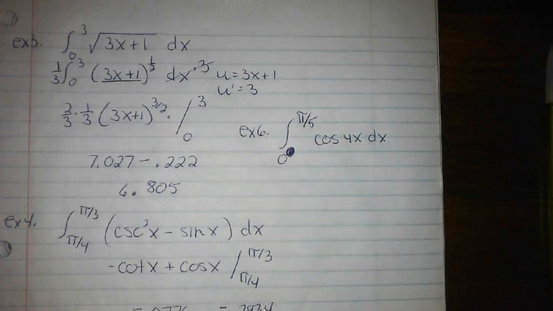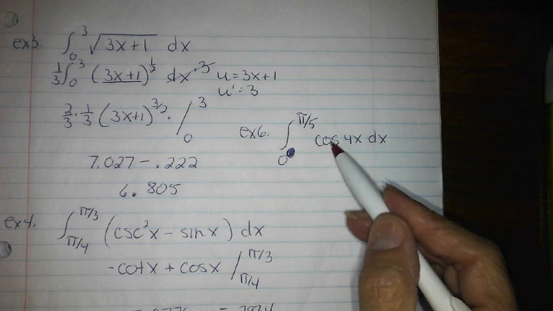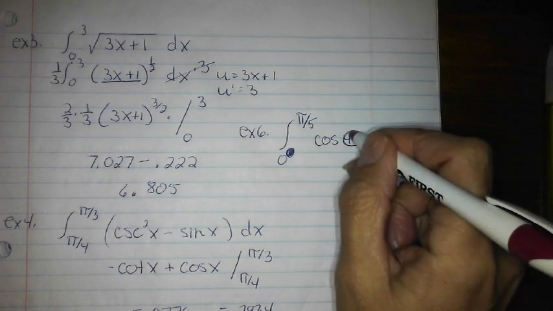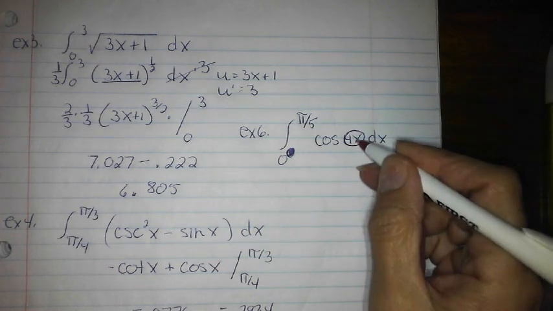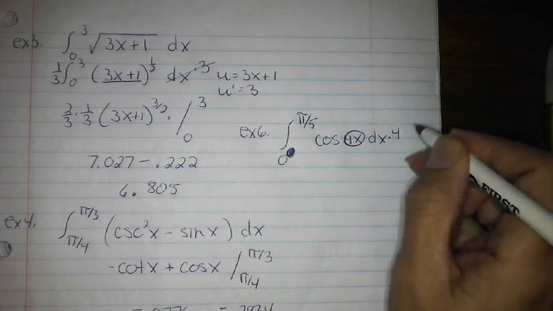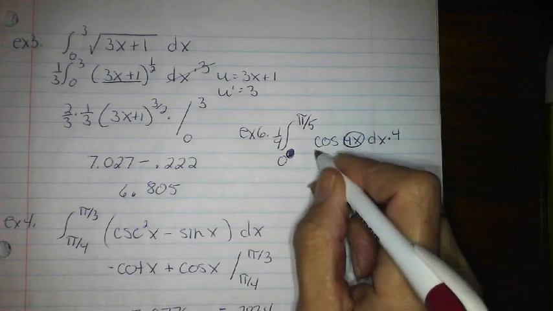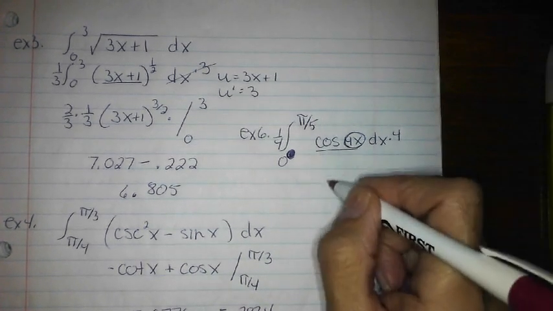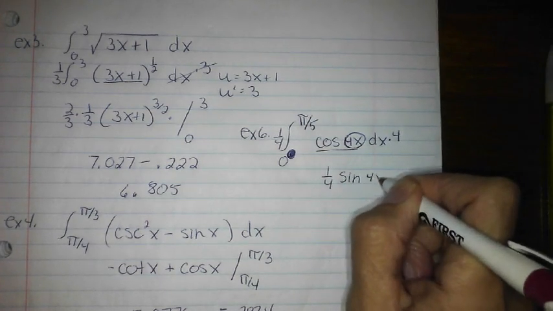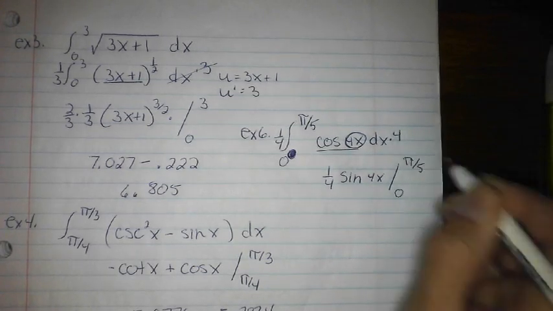So again, it's just remembering that sine has a derivative of cosine, but we do have an inside here. Remember, the angle is an inside. So what we want to do is take the derivative of our inside, which is 4. So we need a 4 by the dx, which means a 1/4 out in front. And now we say, well, what has this as its derivative? So it'll be 1/4 sine 4x. And we're plugging in a 0 and a pi over 5.